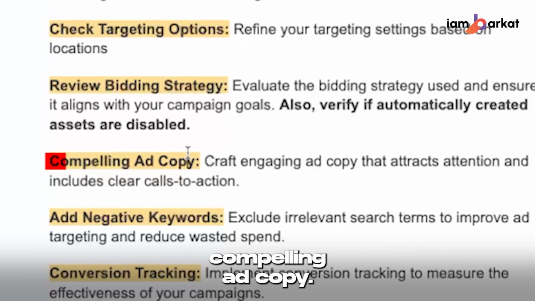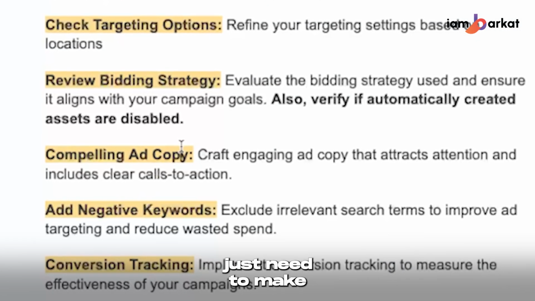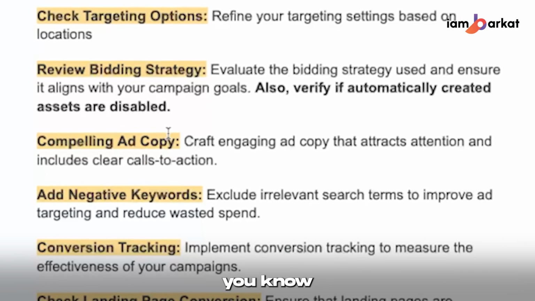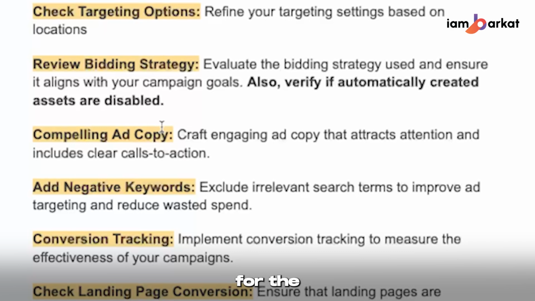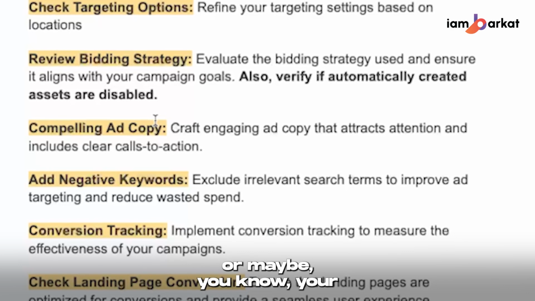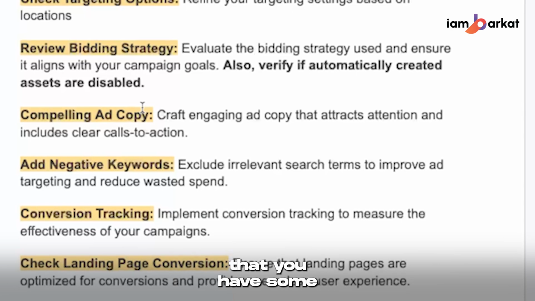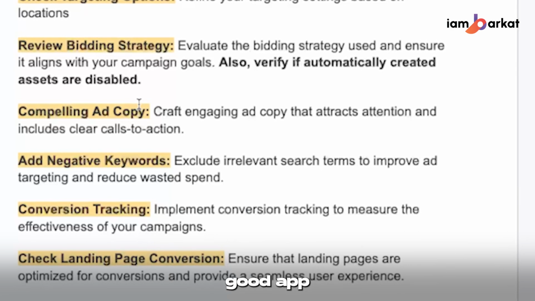Tip number 7, compiling ad copy. You just need to make sure that your ad copy looks good, and that you are writing for the consumer or your targeted audience. Let's say you are a roofer, you just need to make sure that you have some good ad copy related to your service, or why people should choose you. You just need to mention that in the ad copy.